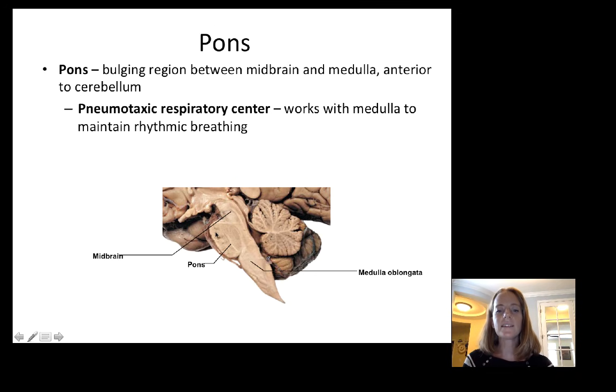The pons is this bulging region then between the midbrain and the medulla. It is anterior, or in front of, the cerebellum, so it's this region here. Within the pons there are many areas, but one of the most important areas we will hear about is the pneumotaxic respiratory center, which works with the medulla to maintain rhythmic breathing.